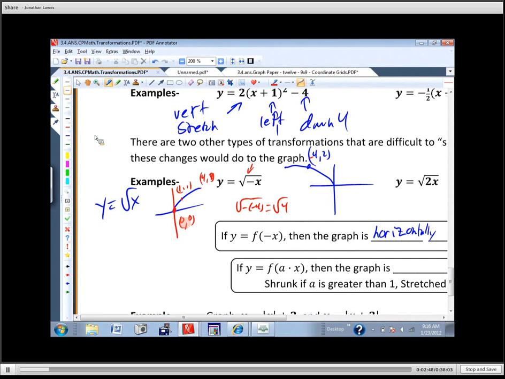So y equals square root x. If I put a negative out in front here, that would be a vertical flip. And if I put it inside with the x, that is a horizontal flip.